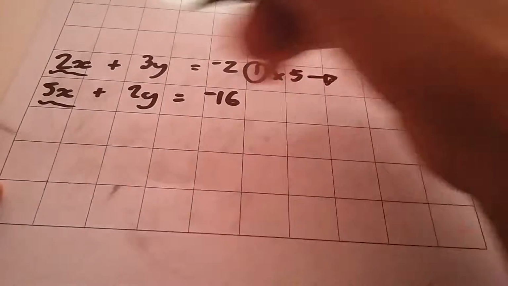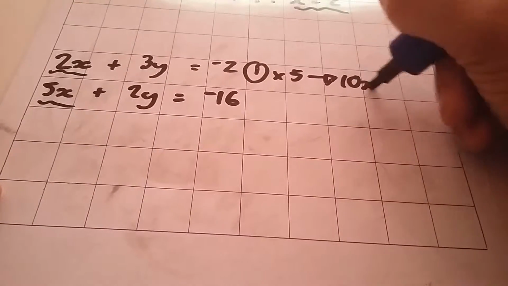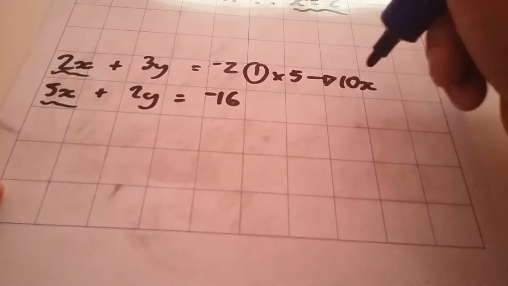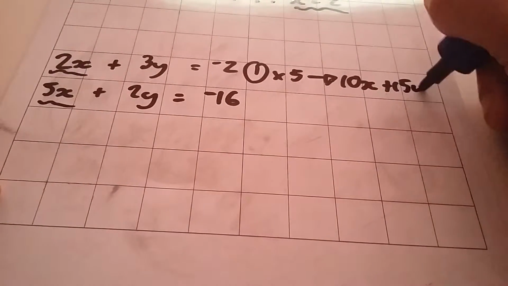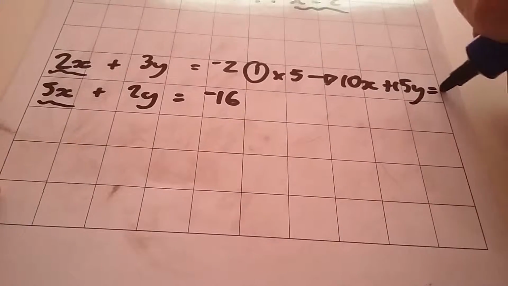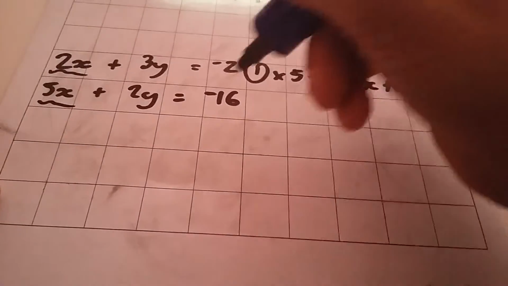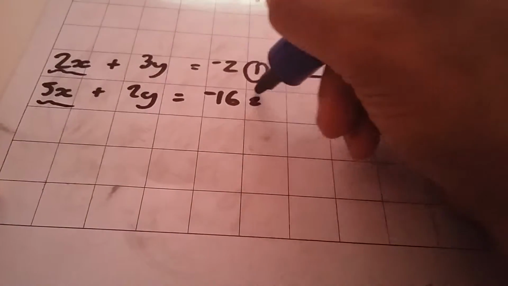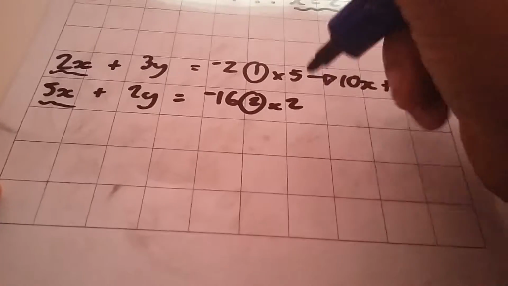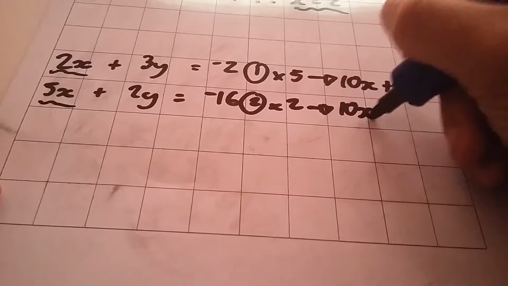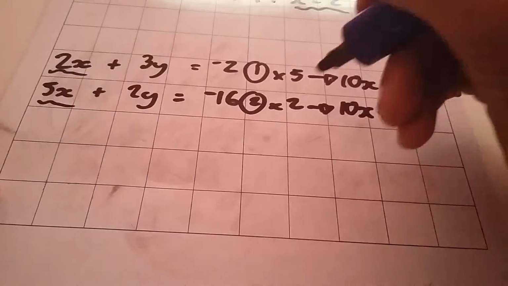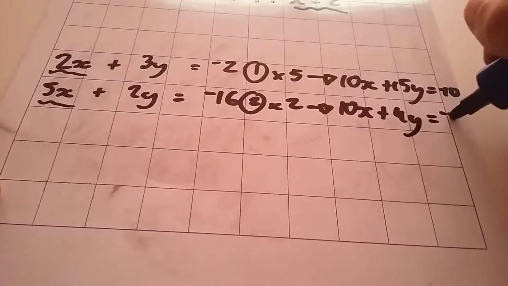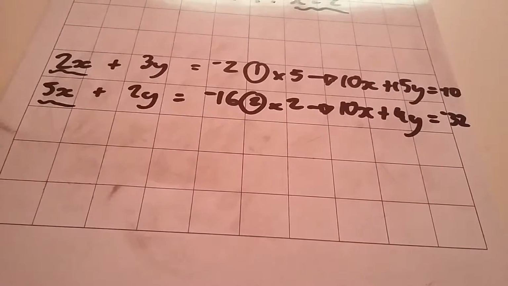So I get 10x plus 15y equals minus 10. And this equation here, I'm going to multiply by 2. So I get 10x plus 4y equals minus 32. Okay?